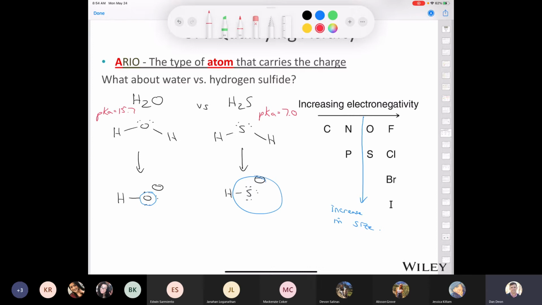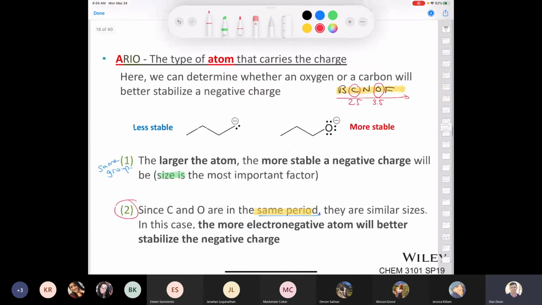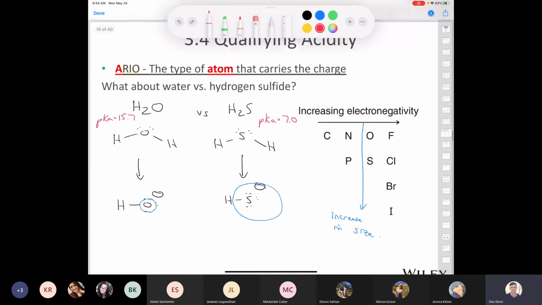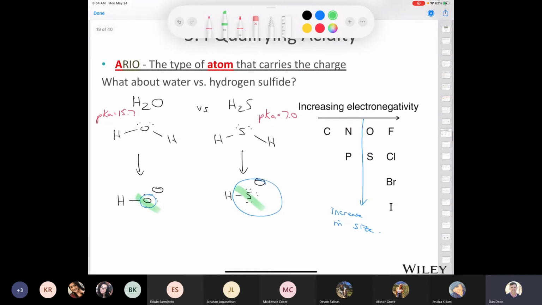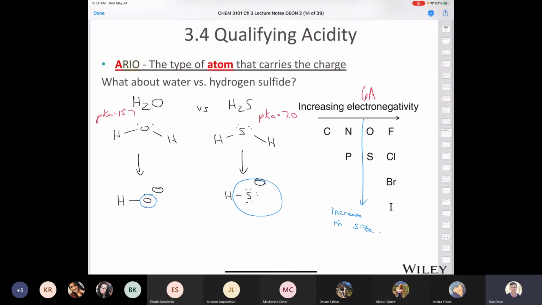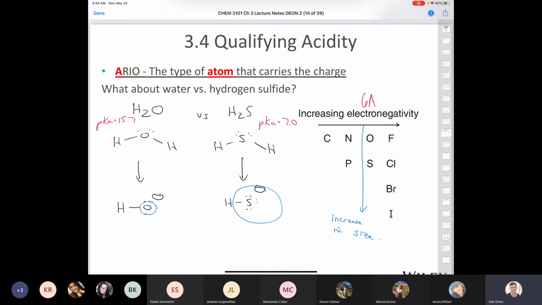So again, to review, when we're dealing with atom, we're looking at the negative charge on an atom. When the two atoms are in the same period, carbon and oxygen, we go off of electronegativity. When the two atoms are not in the same period, here we have oxygen and sulfur, they're in the same group. They're both in group 6A. So since they're in the same group or family, we go off of size. And sulfur is bigger. It's going to be more effective at stabilizing that charge. So the dominant effect is size. When we're in the same period, the dominant effect will be electronegativity.